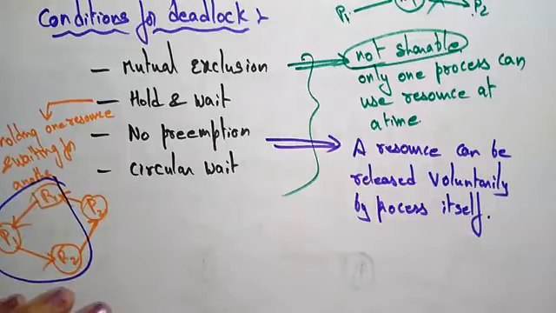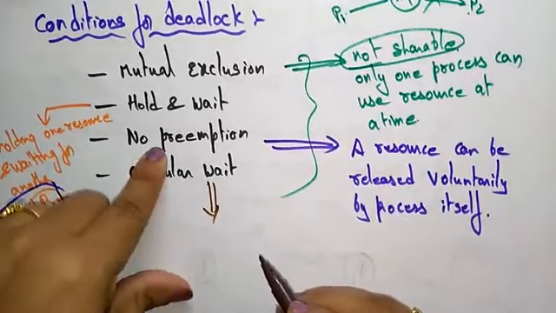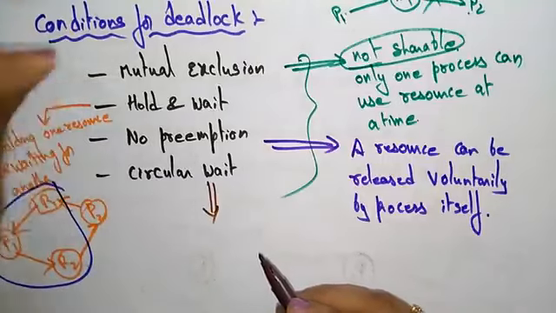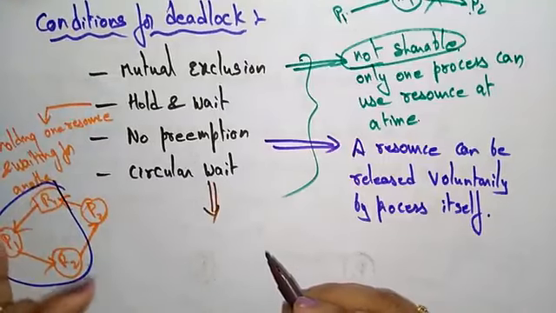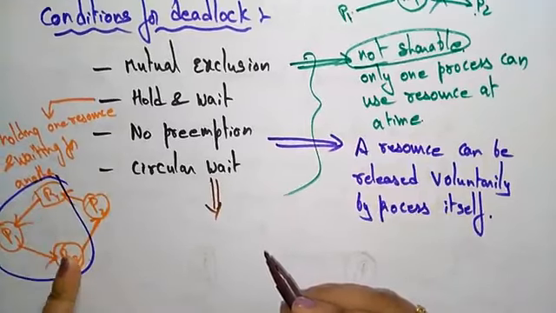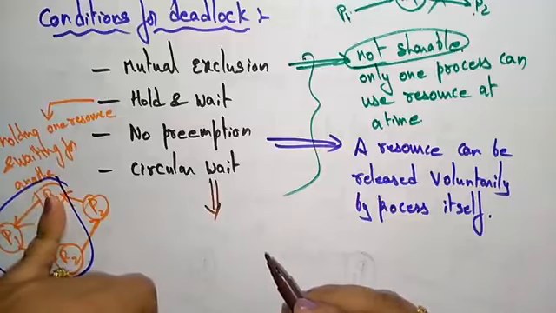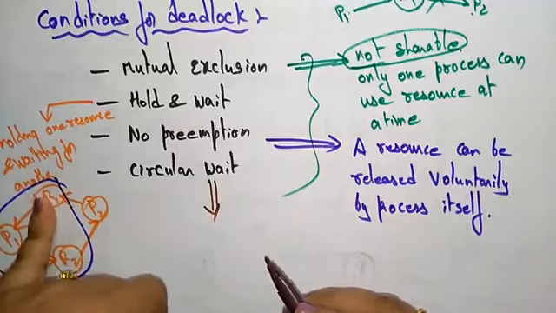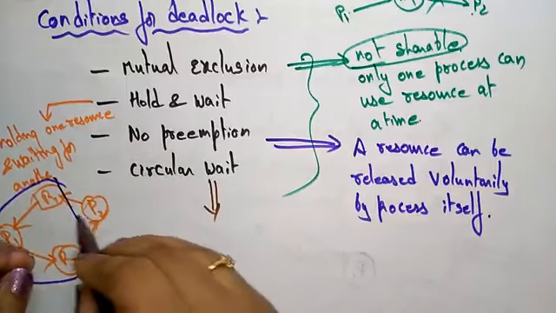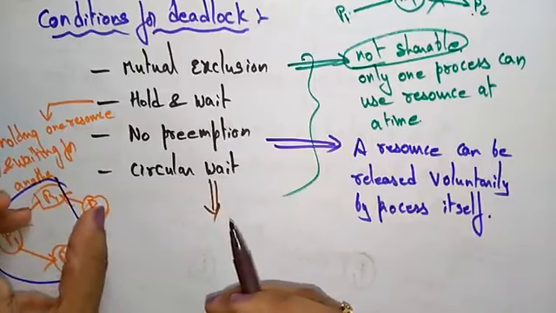This no preemption leads to one of the conditions for deadlock, because P1 is not ready to release R1, but it is asking for R2. It wants both the resources. It is not releasing R1, even though its work is completed. So that leads to a deadlock, because another process is waiting for R1. Okay, so this leads to a deadlock condition.